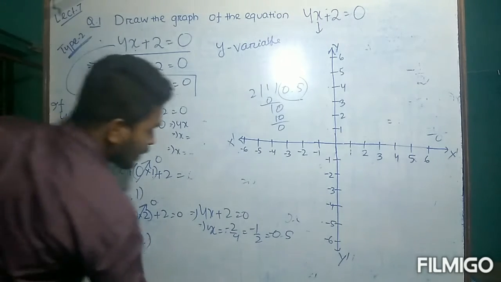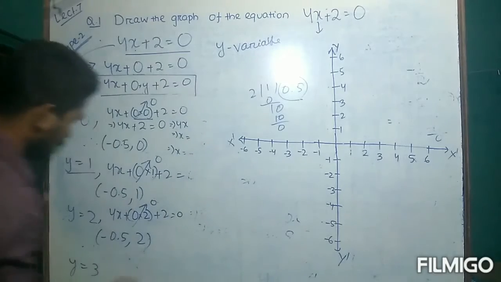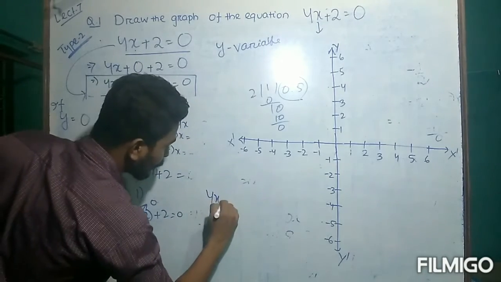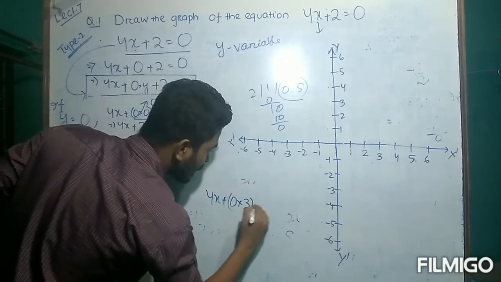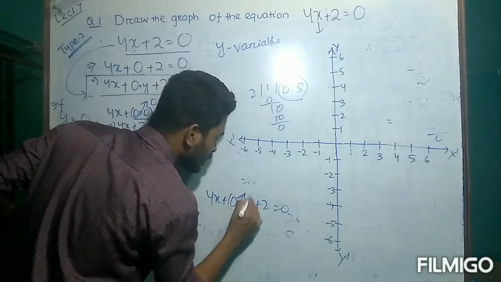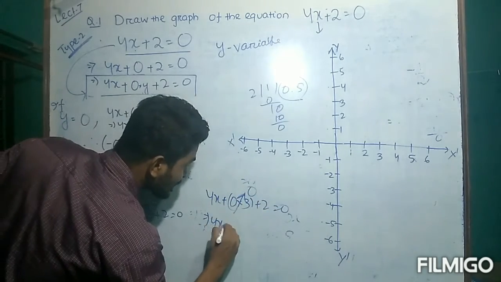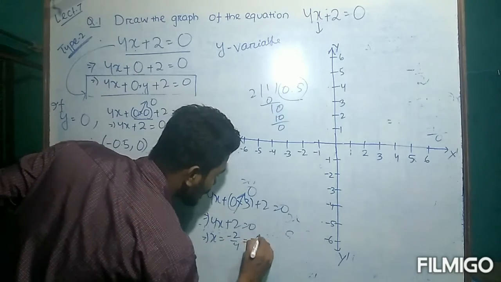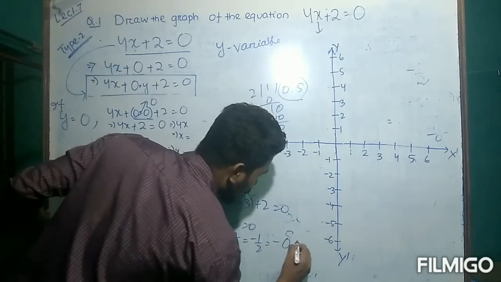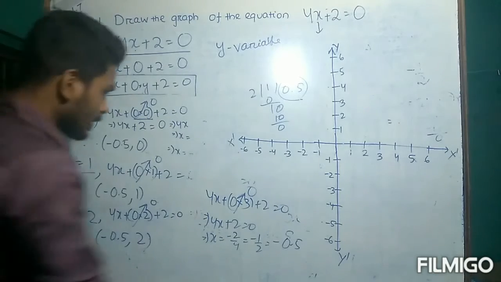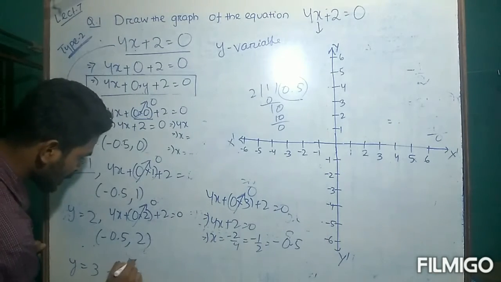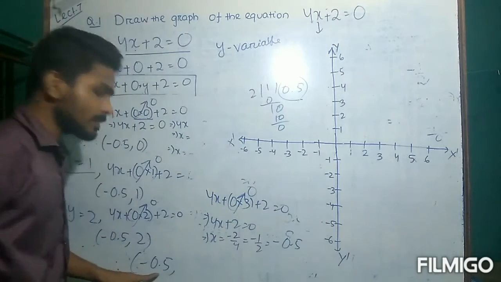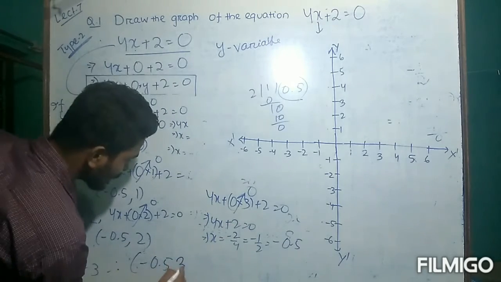Okay, next y is equal to 3. So put y is equal to 3 in the original equation. The equation will be 4x plus 0 into 3 plus 2 is equal to 0. Now 0 into 3 is 0. So 4x plus 2 is equal to 0. X is equal to minus 2 by 4, that is minus 1 by 2. Now minus 1 by 2 is 0.5, so minus 0.5. So write the solution here. So the solution is minus 0.5. It should be written first, since this is the x coordinate, then the y coordinate.